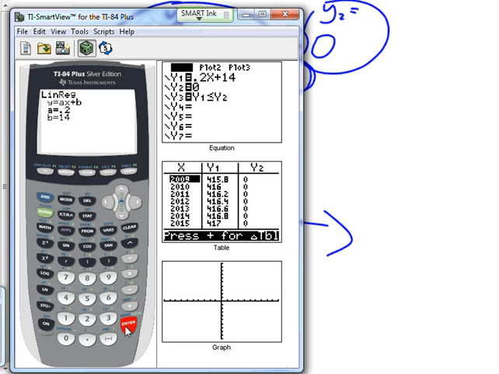Everybody go to your table. Your table might be like mine, where it's up in the 2000s. Okay? Was our data actually up in the 2000s? No. So you want to go back to your table settings. They're right above the window. Go there with me. Table set.